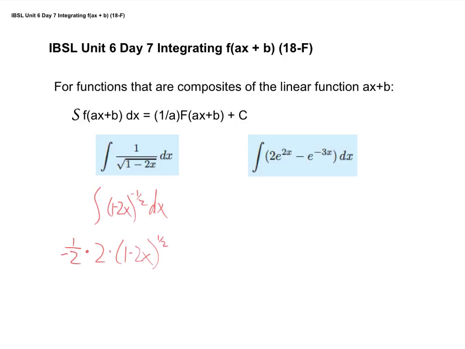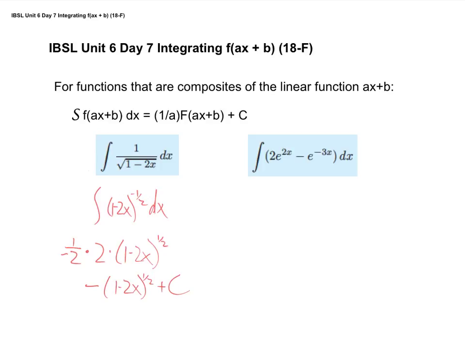Okay? So because the derivative of the inner function is negative 2, that's why we put negative 2 for a. So we're multiplying by the 1 over negative 2. And then there's some simplifying. We can simplify this down to negative (1 minus 2x) to the 1/2, or negative square root of 1 minus 2x plus c. Why is it negative? Oh, because it was negative 2. Okay, never mind.